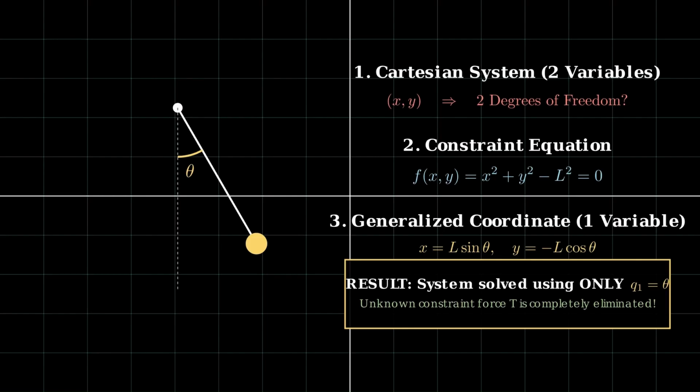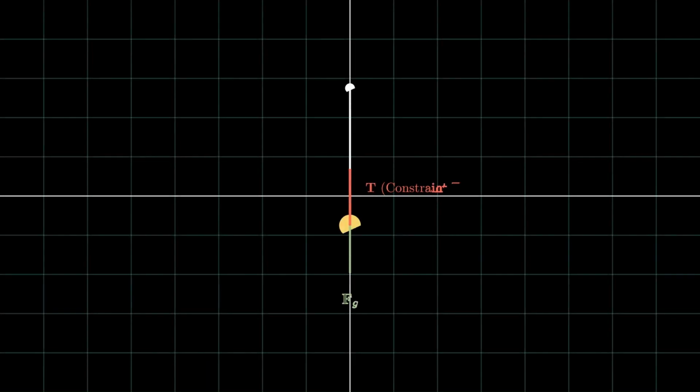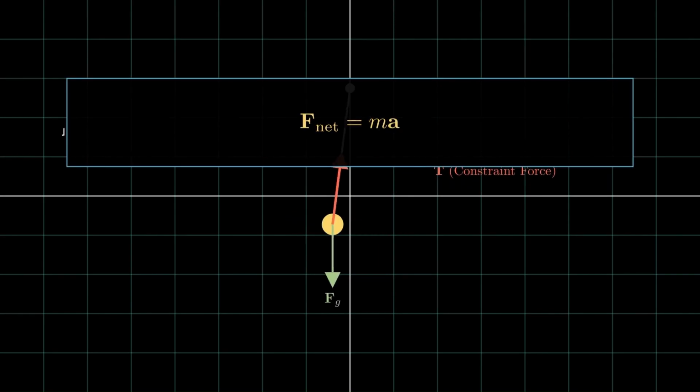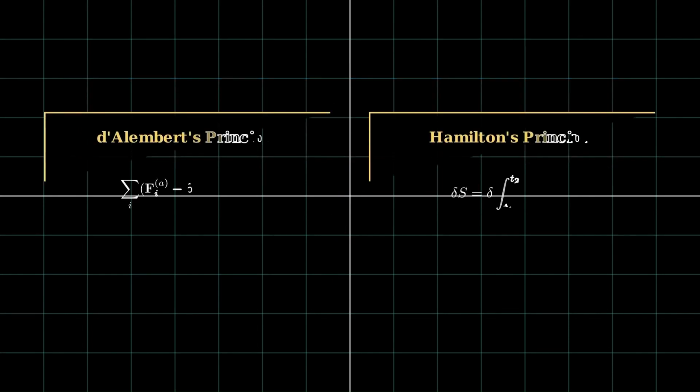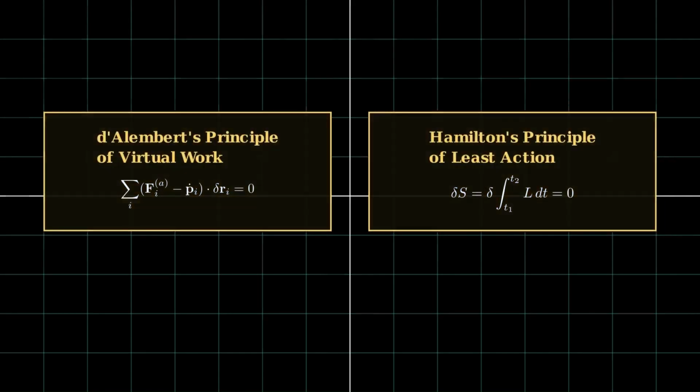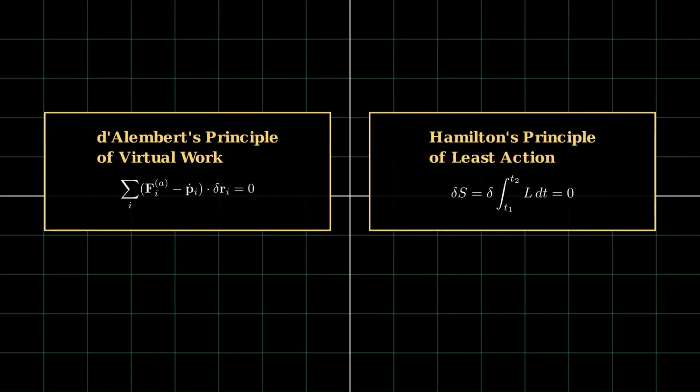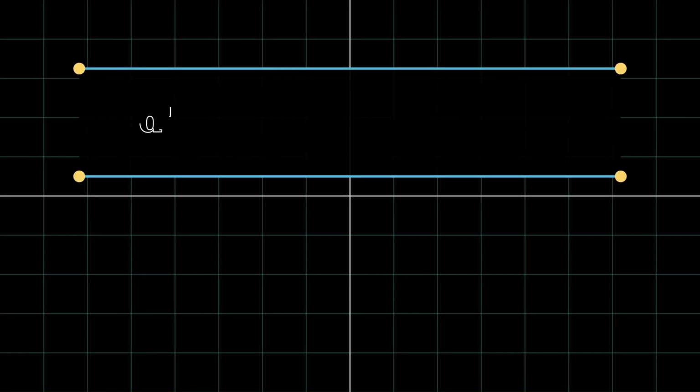The traditional Newtonian answer, F equals ma, fails us here because constraint forces don't disappear on their own in Newton's vector equations. To eliminate them mathematically, analytical mechanics turns to two revolutionary ideas: D'Alembert's principle of virtual work and Hamilton's principle of least action. Let's start with D'Alembert's principle.